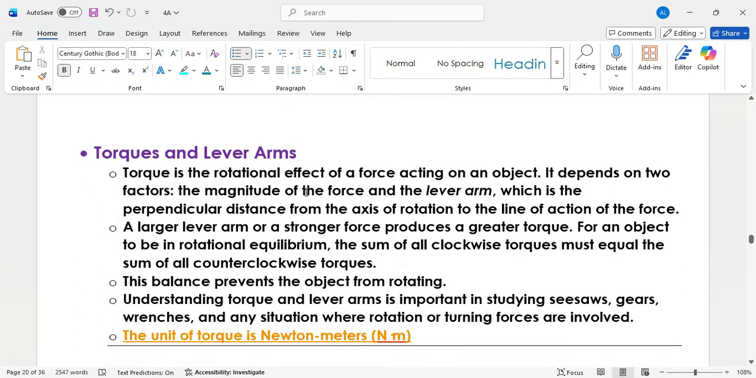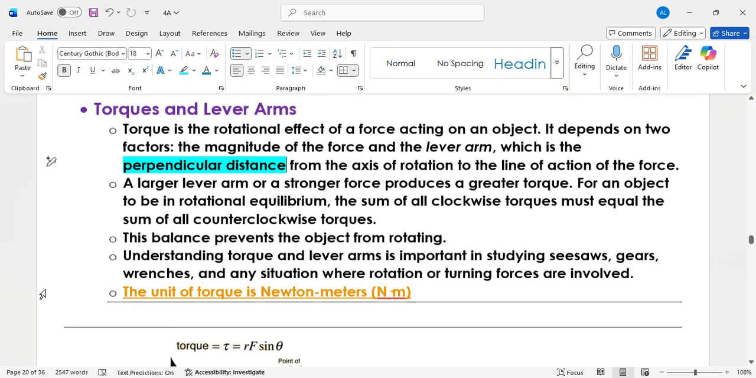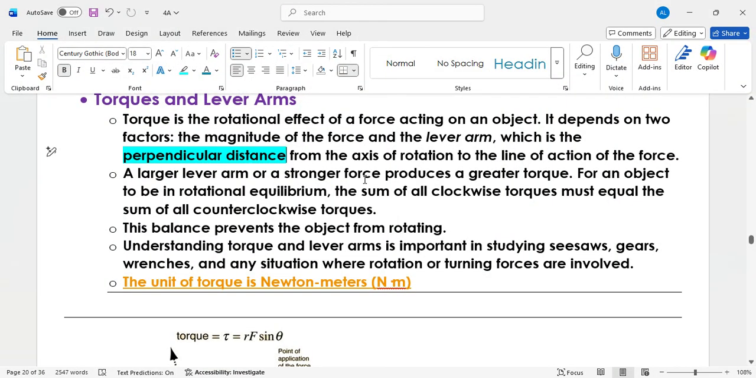So torques and lever arms, this is also extremely high yield for the MCAT. Torque is a rotational effect of force acting on an object. It depends on two factors: the magnitude of the force and the lever arm, which is the perpendicular distance from the axis of rotation to the line of action of the force. Remember that. A larger lever arm or a stronger force produces a greater torque. So a larger lever arm would produce a larger torque.